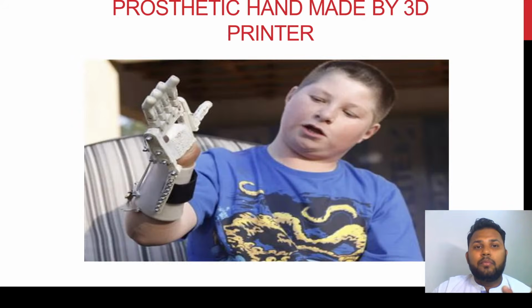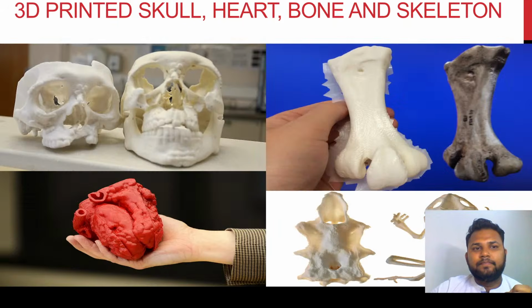This is the prosthetic hand. I hope you must have seen it on Instagram or some other platform. Prosthetic hands are being made using 3D printers. Bones and other body parts are also being made. The heart is shown here. That is just a representation of the heart, not an actual heart. We can see it here.